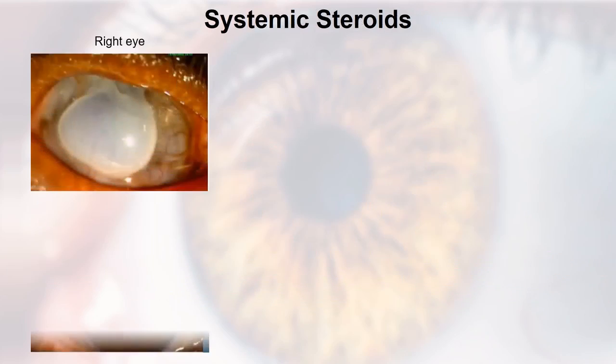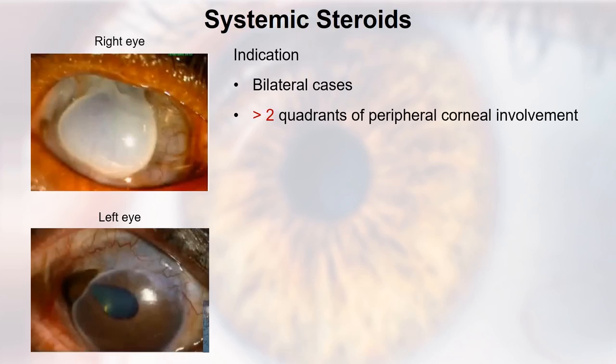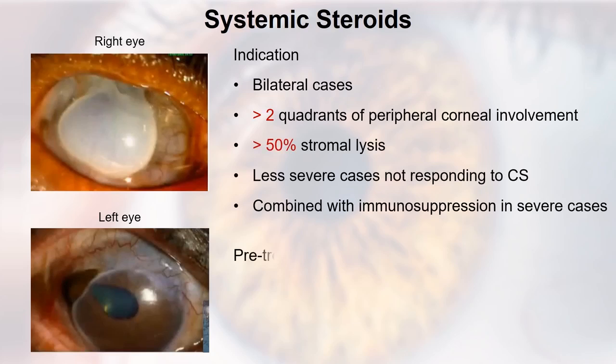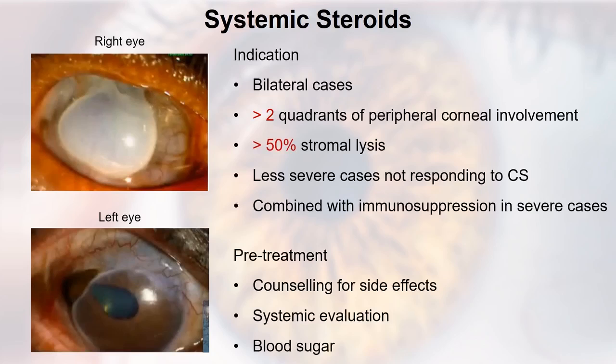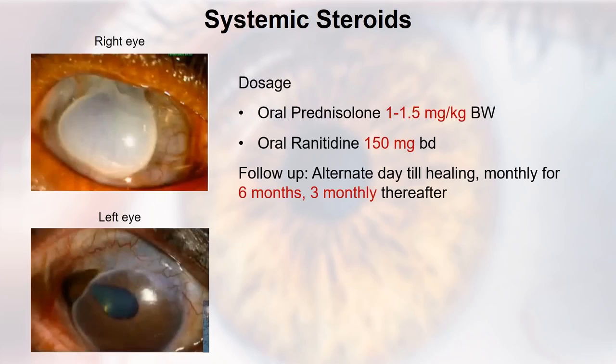Now, systemic steroids, on the other hand, are indicated when there are bilateral cases, more than 2 quadrants of peripheral corneal involvement, more than 50% stromal lysis, and dose is prednisolone 1 to 1.5 milligram per kg body weight, and you have to follow up these patients over a prolonged period of time.